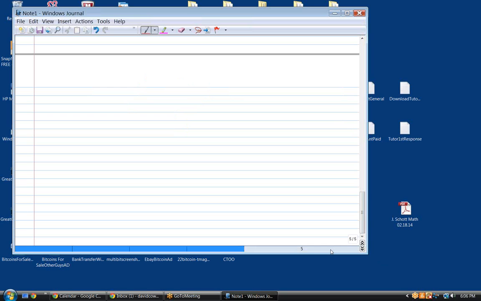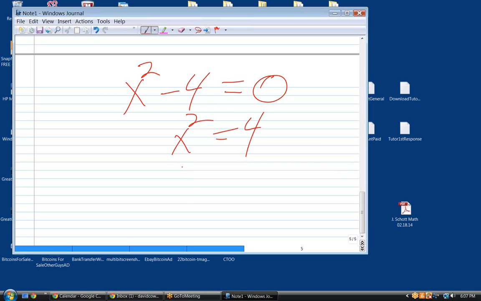The one thing that you have to recognize is that this quadratic is missing the x term. So I don't really need to solve it the hard way. I can move the 4 over to the other side and solve it by taking the square root of both sides, as long as you remember that plus or minus.